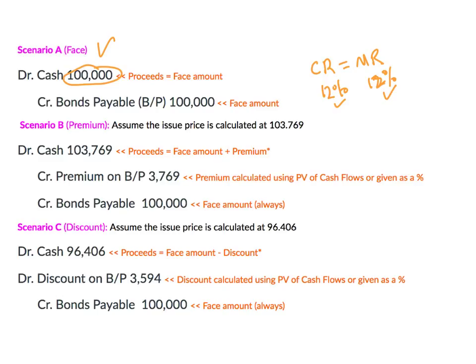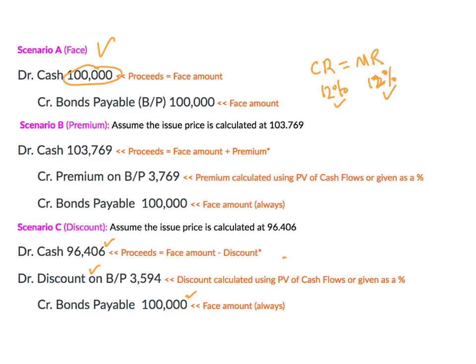Now, in a discount situation, let's talk about this one first. Notice that here we're saying that the proceeds are going to be only 96,406, but if we're the issuer, we're still going to be liable for the full 100,000. That difference is referred to as a discount on bonds payable.